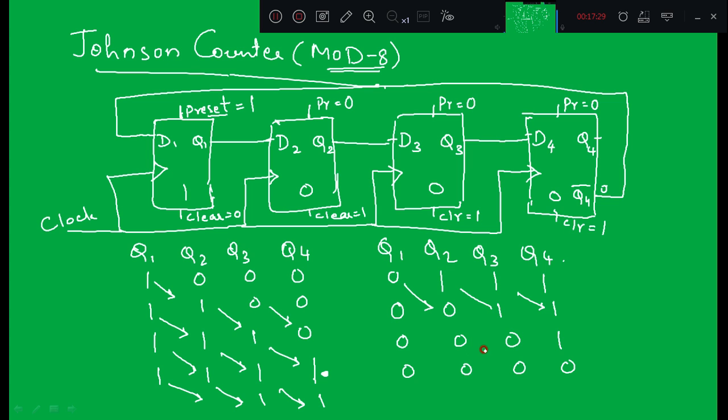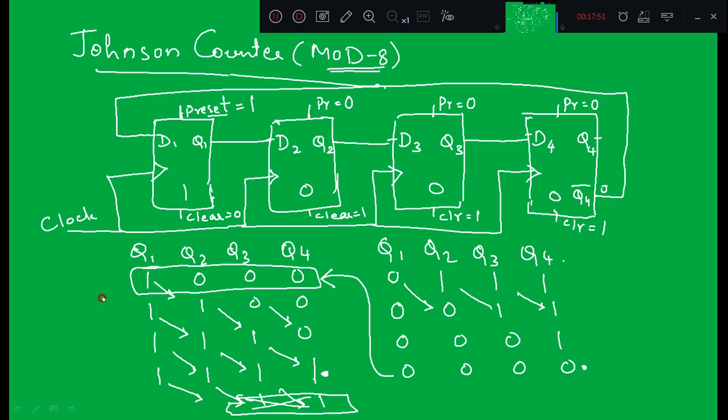So these are the 8 states we are going to get, and after this again Q4 bar will become 1, which is connected to D1. So Q1 will become 1. After this state we again get the first state. That means in total we get 4 states plus these 4 states. This is not a state, okay? So a total of 8 states we are going to get, and hence we call it a mod 8 Johnson counter, right?